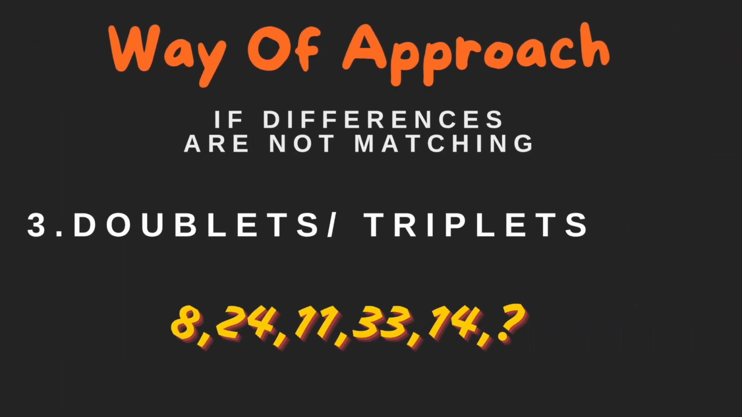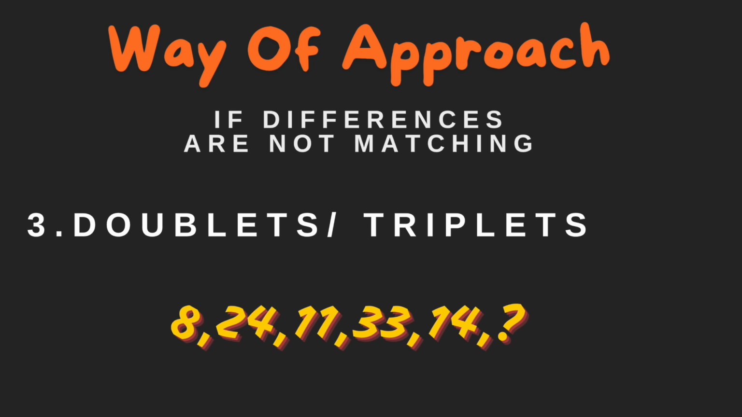And the third important pattern is doublets or triplets. So if you observe this question 8, 24, 11, 33, 44, by looking at this, you can understand it is not a gradual increase or gradual decrease, that means definitely level of difference is not going to match. But if you look carefully, 8, 24, it's following a pattern. 8 3s are 24, 11, 33, 14, 14 3s are 42. The question mark value must be 42.